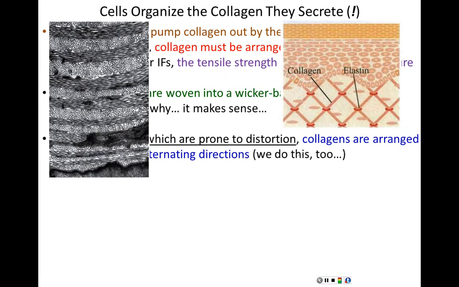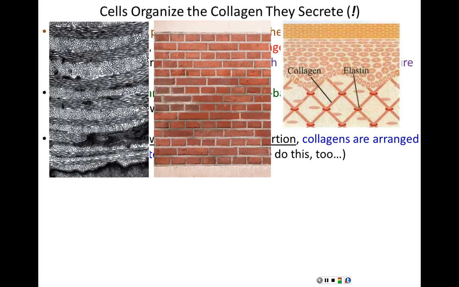Well, believe it or not, human beings do this when they're building things. This is the same exact principle applied to construction. The bricks going left to right, the bricks going front to back. Bricklayers lay bricks in this way because when you alternate brick direction, you give greater strength and durability against forces on the wall. And collagen is arranged this way to give greater durability and strength against forces on the tissue. Amazing!